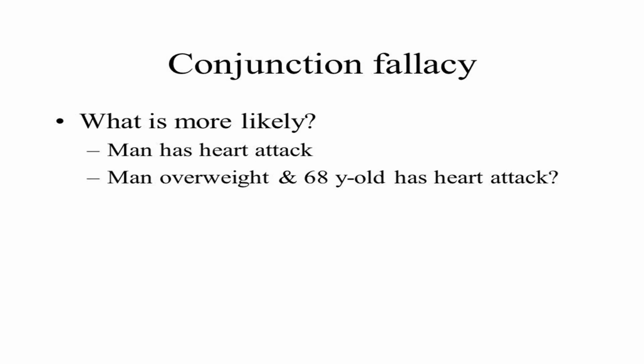So another example of the conjunction fallacy, we could ask, what is more likely? A man has a heart attack, or a man overweight and 68 years old has a heart attack? So again, we might look at it and judge the specific conditions. Well, overweight and 68 years old, you're likely to have a heart attack, so maybe that's more probable. But the answer is it can't be more probable than the single condition, man has heart attack. Again, there are going to be cases where men have heart attacks and they're not overweight and they're not 68 years old.